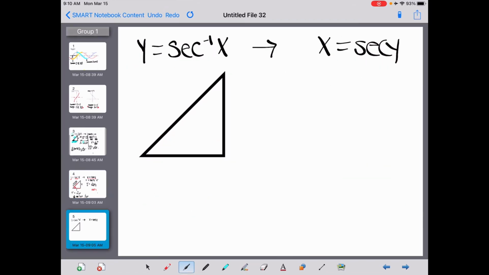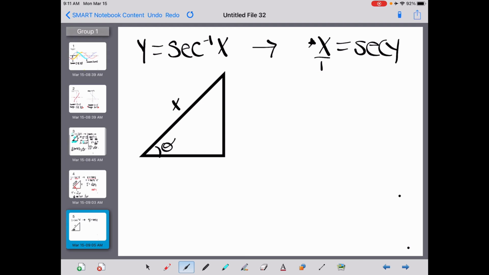Last one. y equals secant inverse of x. Okay, here when you set up your triangle, be careful because if we have secant, we're thinking cosine, which is adjacent over hypotenuse but flipped, so hypotenuse over adjacent. So x ends up being our hypotenuse.